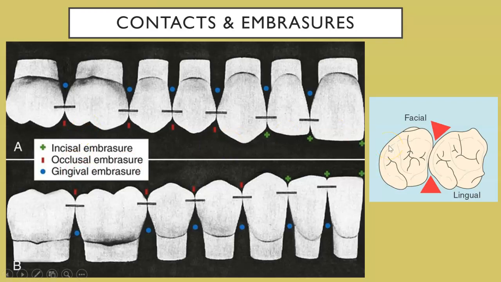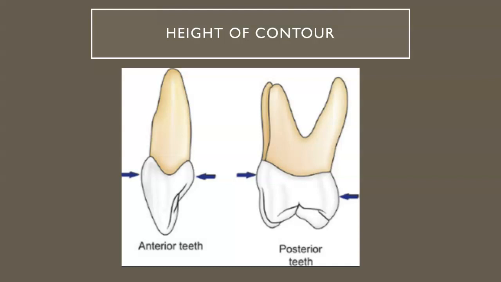We can also see the embrasures, not just if we're looking at it from a lingual, facial, or buccal aspect, but if we're looking at it from the occlusal, we can see those embrasures here as well. Again, those triangular shapes that are created when you have two teeth coming together.